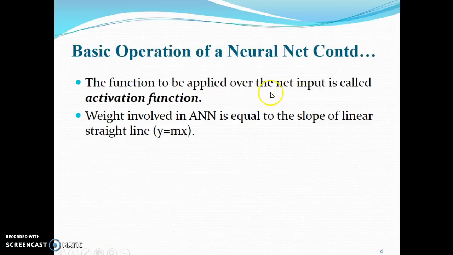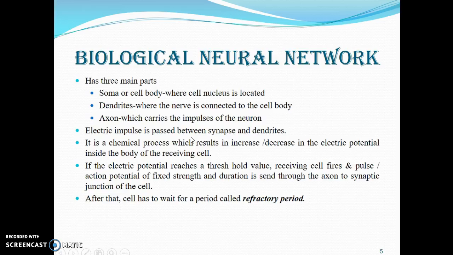The function to be applied over the net input is called the activation function, and the weight involved in an artificial neural network is equal to the slope of a linear straight line, that is y is equal to mx. Now in the same way, a biological neural network has three main parts. The first one is the soma or cell body, where the cell nucleus is located, dendrites where the nerve is connected to the cell body, and the axon which carries the impulse of the neuron.